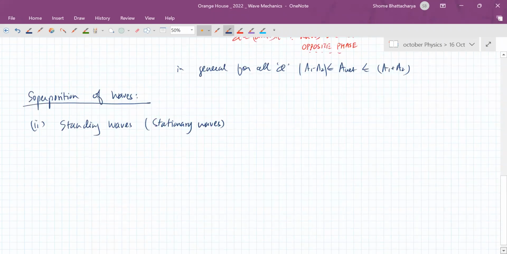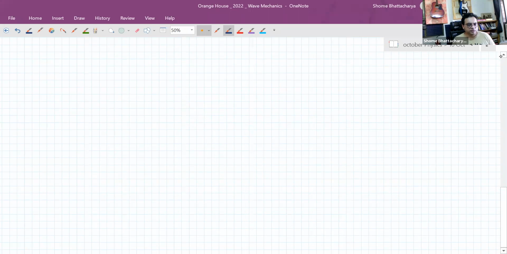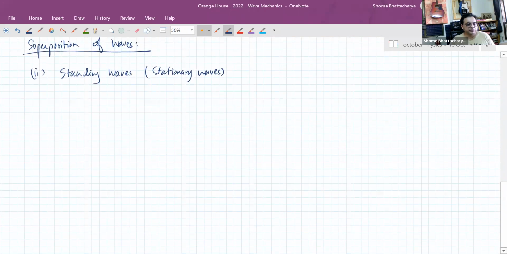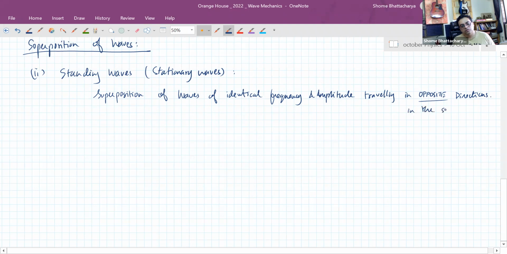Okay, so let's understand standing waves now. We will understand in a moment why the name given to it is standing waves or stationary waves, because this type of superposition creates a wave pattern that does not travel. This is created when there is superposition of waves of identical frequencies and amplitude traveling in opposite directions on the same string.